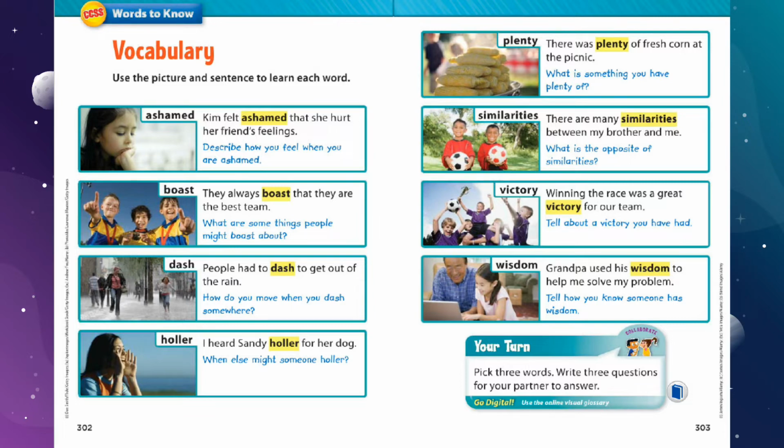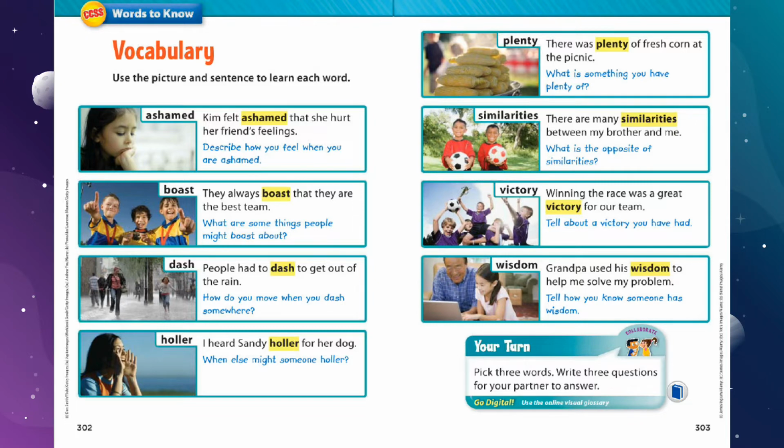Dash. People had to dash to get out of the rain. What does that mean? It's like running away. So they had to get out very quickly. Alrighty, everyone. So whenever you dash out of somewhere, you're trying to get out of there very quickly. Okay, holler. I heard Sandy holler for her dog. Okay, it's yelling. It's a type of yelling, calling out for something.